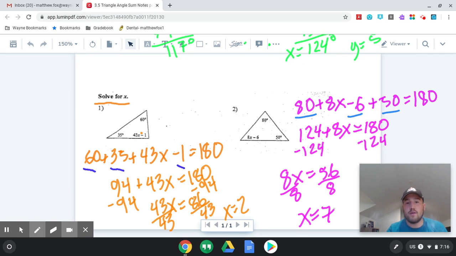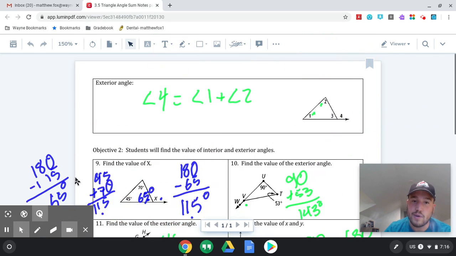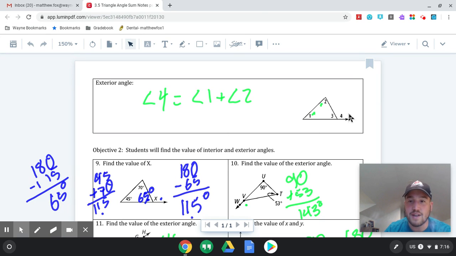Okay, so at this point, a couple of things we've learned about triangles, just to review. At the top here, we talked about the fact that when it's an exterior angle, the two non-adjacent angles add up to equal that exterior angle. That can save you some time. So like on example 10 here, we just added the two angles that were not touching it. 90 plus 53 gave us 143. That was our answer for our exterior angle.